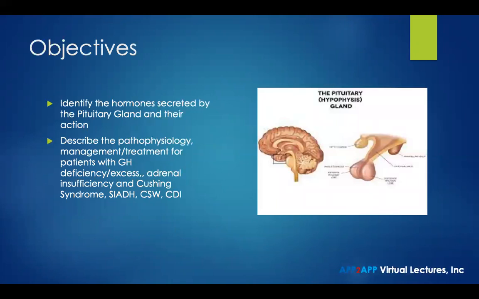The objectives for today's session are to, one, identify the hormones secreted by the pituitary gland and their action, and two, describe the pathophysiology, management, and treatment for patients with growth hormone deficiency, growth hormone excess, adrenal insufficiency, and Cushing syndrome. Part two will focus on patients presenting with fluid and water balance issues, including discussions on SIADH, cerebral salt wasting, and central diabetes insipidus.